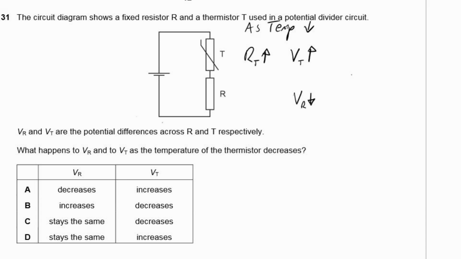So as the voltage across the thermistor increases, the voltage across the resistor decreases, and that's because the voltage across the thermistor plus the voltage across the resistor is equal to the supply voltage. There we go. Alright, so let's look at that. The voltage across the thermistor, we know that increases. Let's highlight those two. And the voltage across the resistor decreases. So the answer is option A.